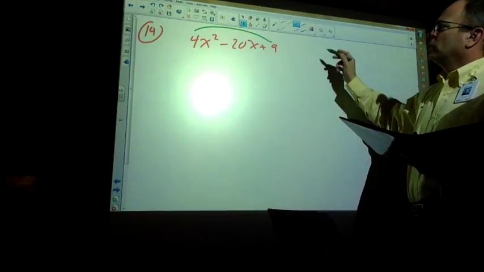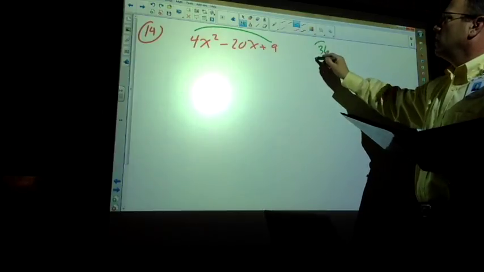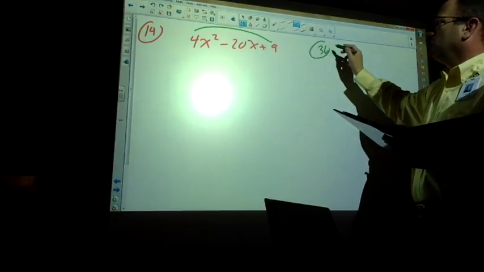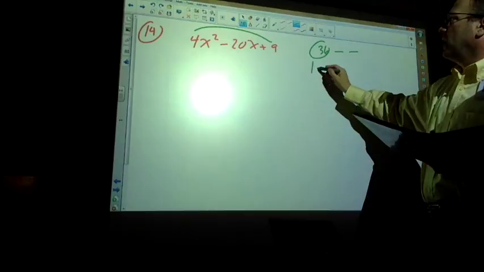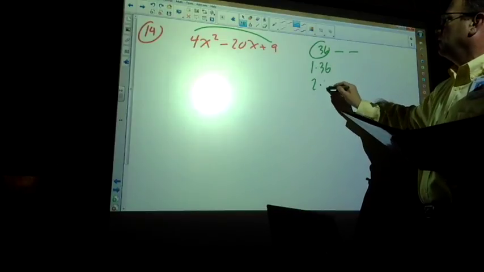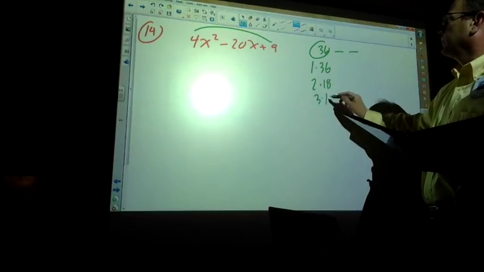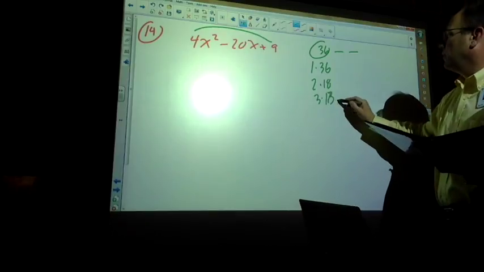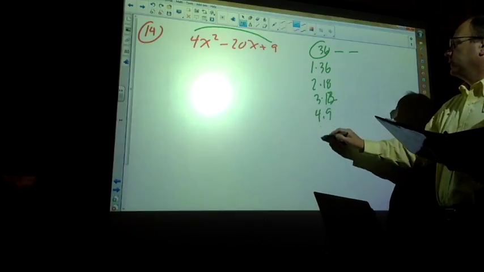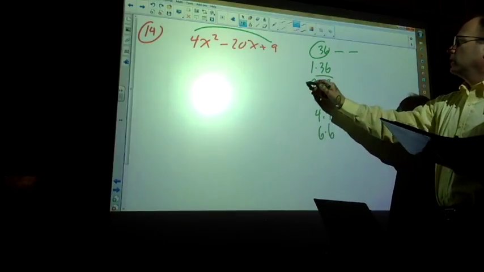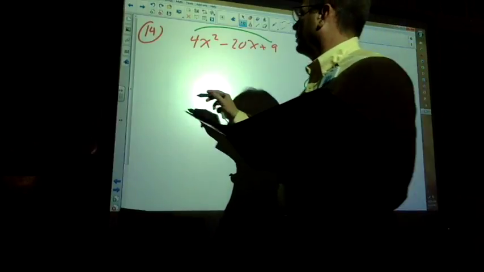So I'm going to multiply those together and get 36. Being that the middle is negative and the last is positive, both factors are negative. The factors of 36 are 1 and 36, 2 and 18, 3 and 12, 4 and 9, 6 and 6. Both 2 and 18 work, both being negative.